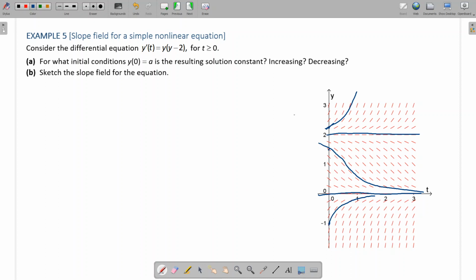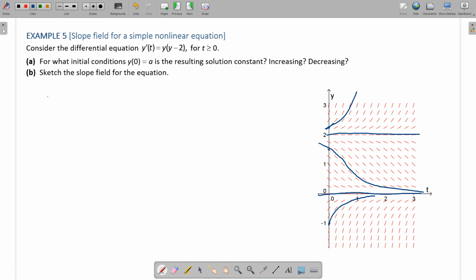So we can see our 3 different cases here. We've got our constant solutions at 0 and 2. We've got the increasing cases above 2 and below 0. And then we have the decreasing case where our initial value is between 0 and 2. So let's write those out.